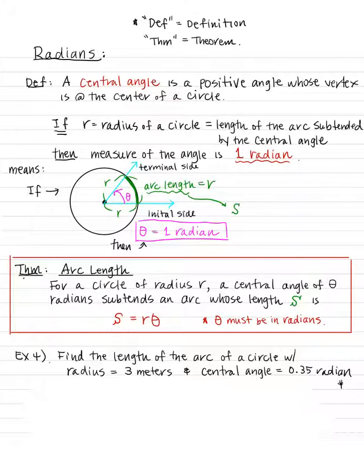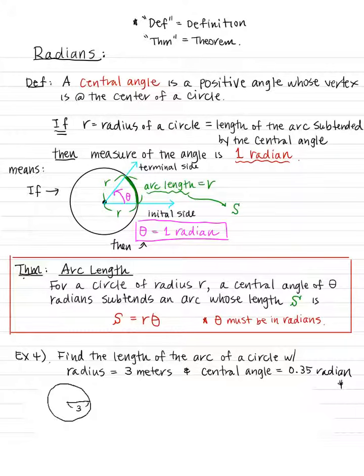So let's do example 4. I already wrote down the problem to save us some time. Find the length of the arc of a circle with radius equal to 3 meters and central angle 0.35 radian. Let me just draw this out and see what is going on. Pretend that's a circle. Now the radius is 3 meters. So from here to here is 3.